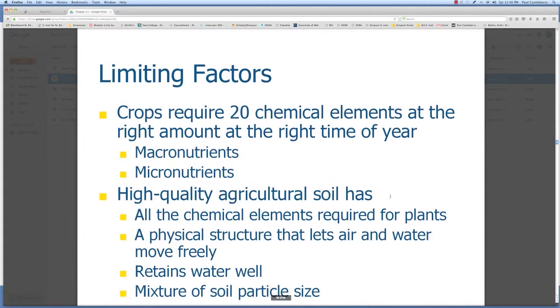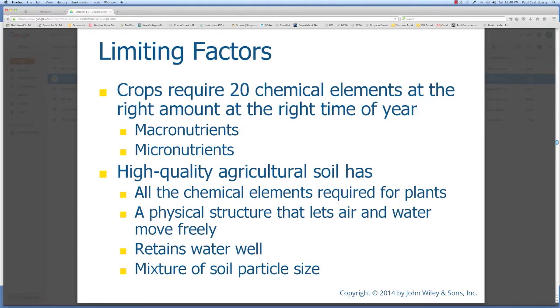Now, limiting factors. Things that limit or inhibit crop production. Crops themselves require about 20 chemical elements at the right amount and at the right time of year. In other words, the macronutrients and micronutrients. So nutrients have to be available not only at the right time, but also in the right amounts. Too much of a nutrient, especially some of the toxic micronutrients, will kill crops and actually cause the soil to go sterile, which would impact future crops, which would be an unsustainable type of environment.